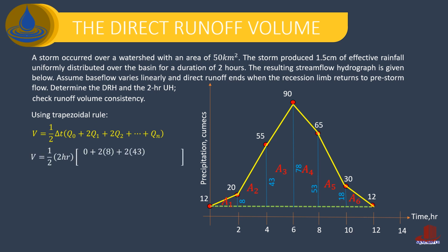The volume then is half of the interval, which is 2 hours. Then take the DR lengths starting from 0 at T0, then twice of 8, 43, 78, 53, and 18. Then ends with another 0 at T12. The volume then is simplified as 400 cubic meters times hour per second, where we use the conversion factor of 3600 seconds per hour, canceling time units, and giving the volume of 1,440,000 cubic meters.